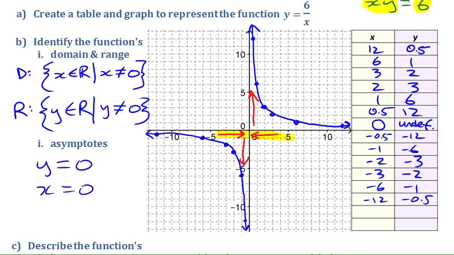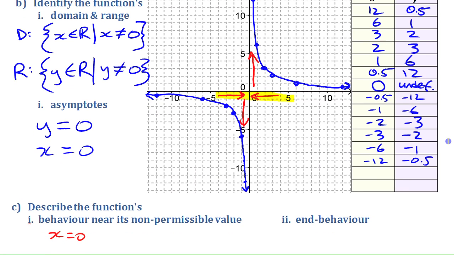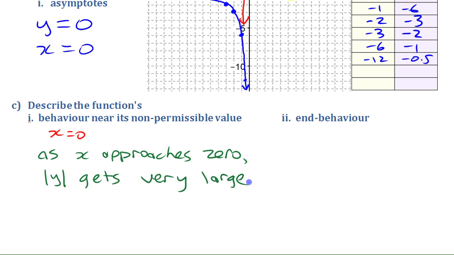All right, so we're not going to worry about whether it's positive or negative infinity. One side it's positive, one side it's negative. But we're going to just say the absolute value of y gets larger and larger. All right, so let's write that down here. I'll do some speed writing, if you will. All right, so there's our description of our behavior near the non-permissible value of 0.